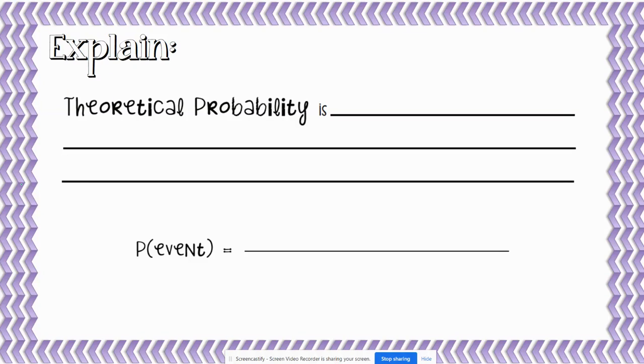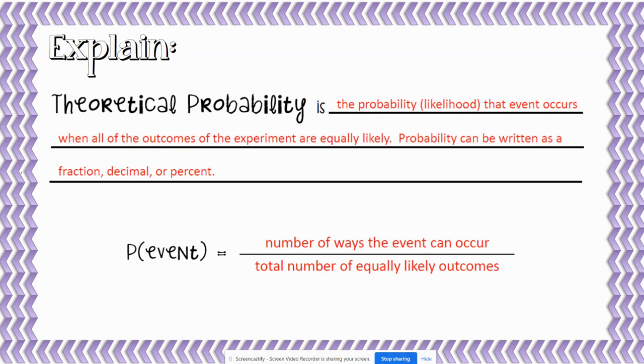We're going to continue our work with probability by learning about theoretical probability. Theoretical probability is the probability or the likelihood that an event occurs when all of the outcomes of the experiments are equally likely. We remember from yesterday that probability can be written as a fraction, decimal, or percent. So, like we said yesterday, the probability of an event is equal to the number of ways the event can occur divided by the total number of equally likely outcomes.